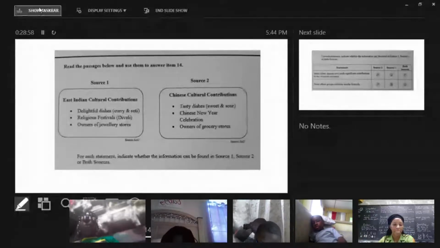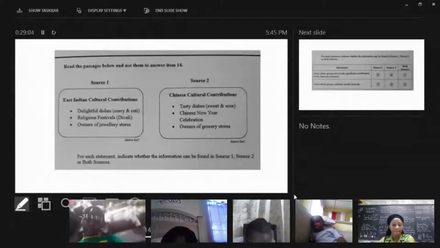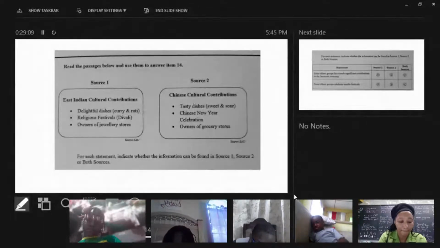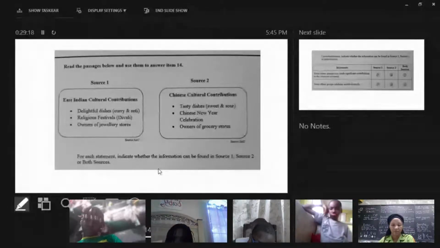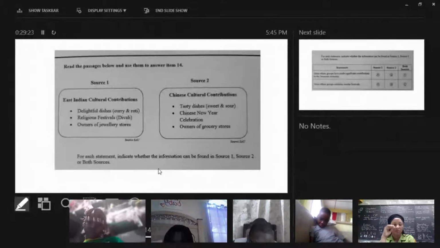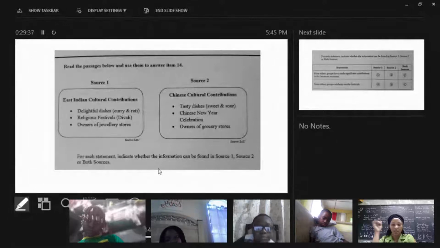Okay, miss. Read the passages below and use them to answer item 14. Source 1. East Indian cultural contributions. Miss, it keeps going in and out, so I can't really see properly. What do you mean it's going in and out? Miss, it's getting very blurry. Has it stabilized or is it the same? Miss, it's now just blurry. All right, let me ask somebody else to read. Tuan, please read.